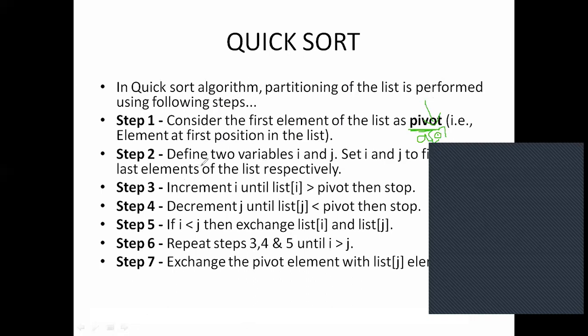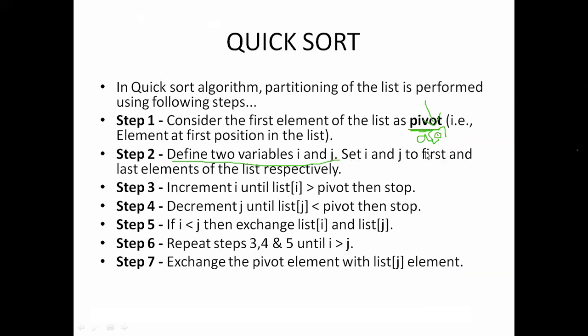Okay, next we define the two variables i and j. So we choose the two elements i and j. For the given array, the left element we call low and the right element is the high. So I'm taking the first element as pivot, then the next element is nothing but low.